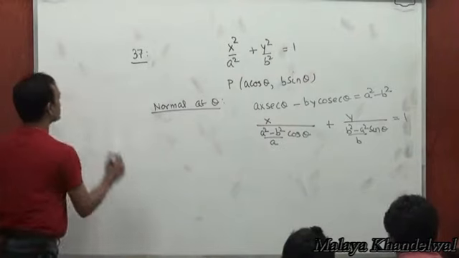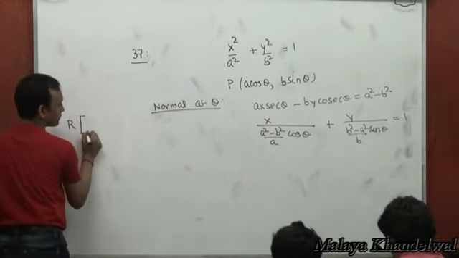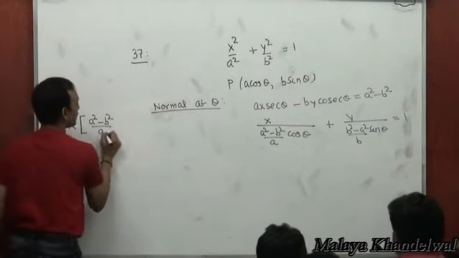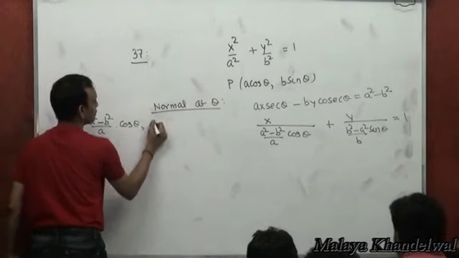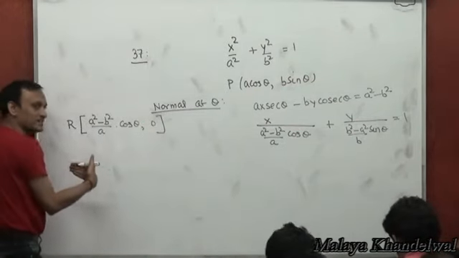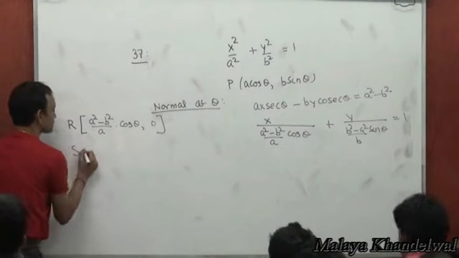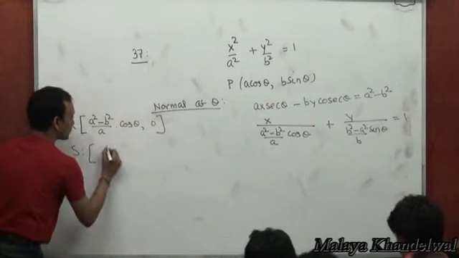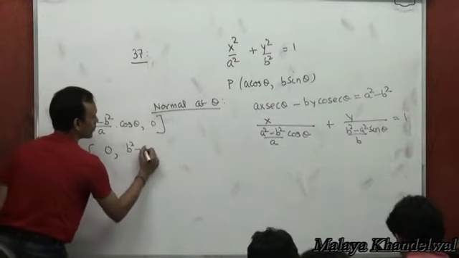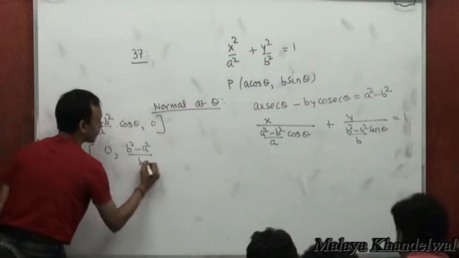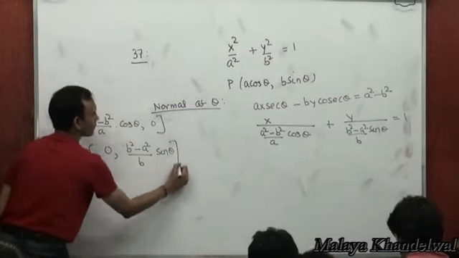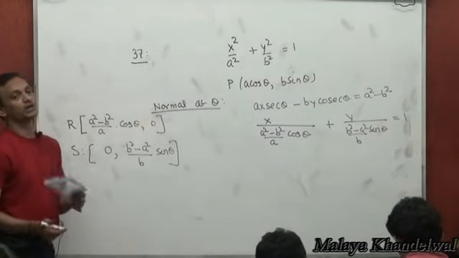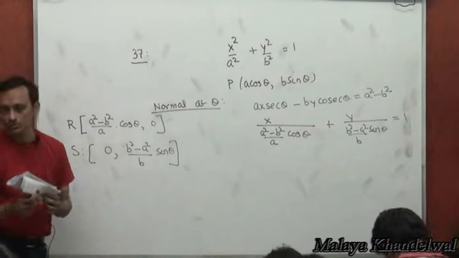So the point R is a into cos theta comma 0. That's the point R, the intersection with the x-axis. Then the point S. And the point P is this. We need to find the ratio PR is to PS.